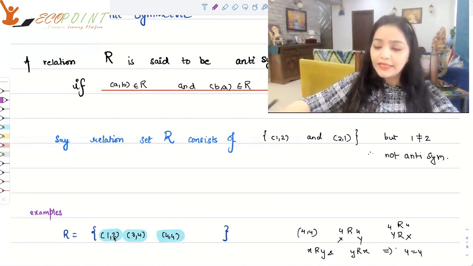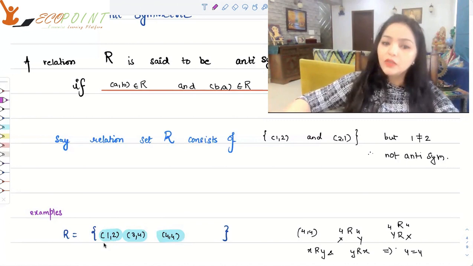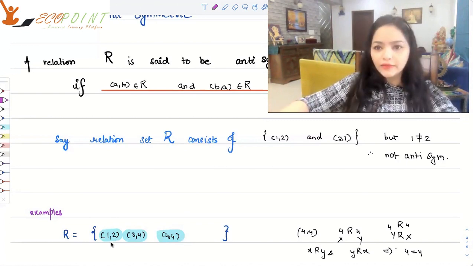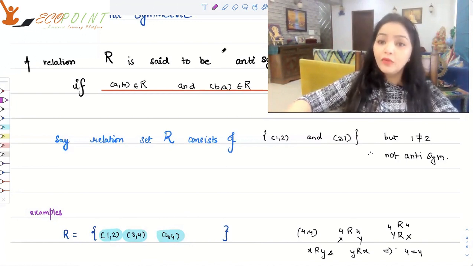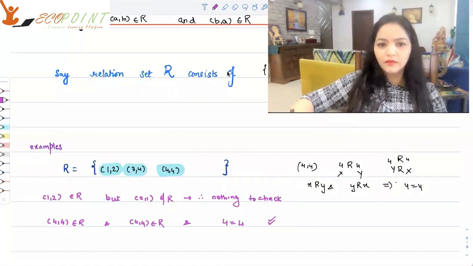Otherwise, what should happen? In case (B, A) is in the relation set, then A should be equal to B. So (1, 2) is there, (2, 1) is not there, so no issues with this entry. (3, 4) is there, (4, 3) is not there, so no issue with this entry. (4, 4) is there, but in (4, 4), 4 is equal to 4. So therefore we have no issues. So this relation R is antisymmetric.